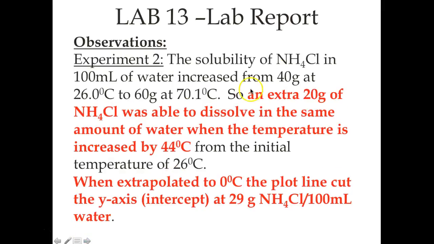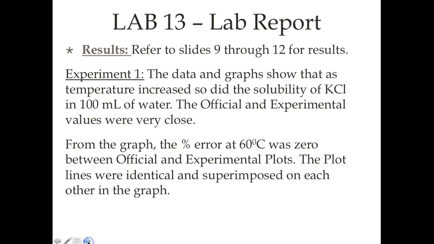Now, the same thing for ammonium chloride. Again, solubility went up when you increased the amount of ammonium chloride from 40 to 60 grams, so an extra 20 grams. And the temperature increase was from 26 to 70.1, so 44 degrees centigrade. Again, the intercept also was identical, was 29 grams of ammonium chloride per 100 ml at 0 degrees centigrade.